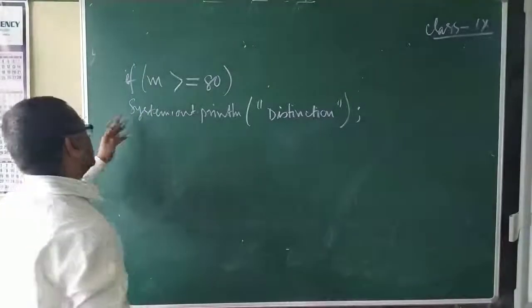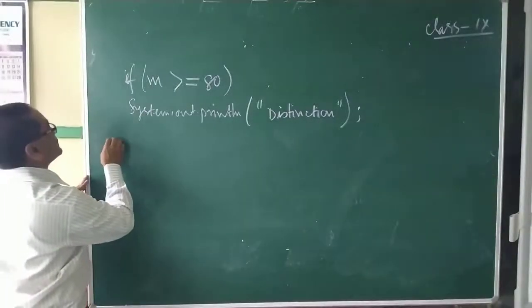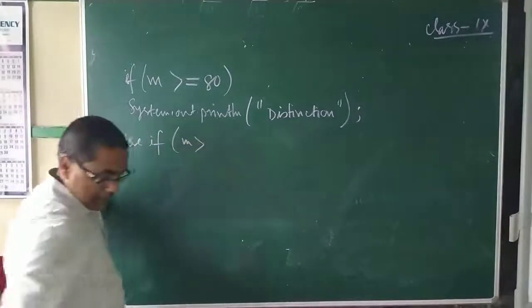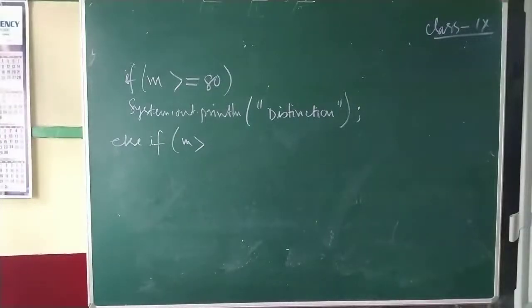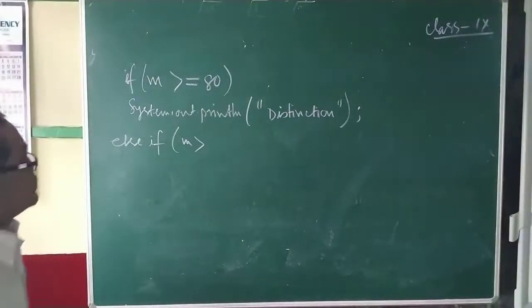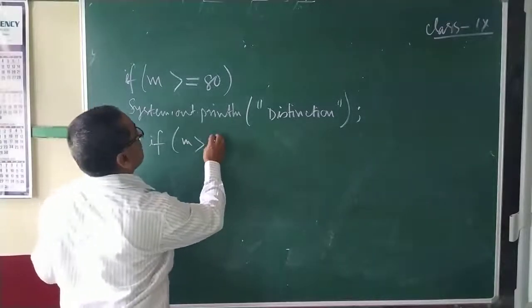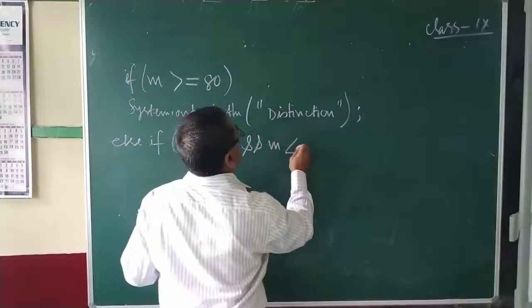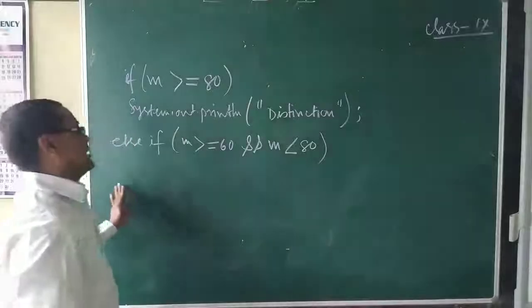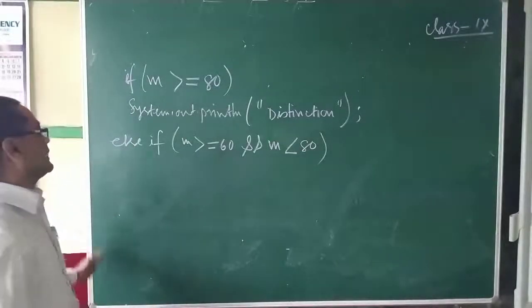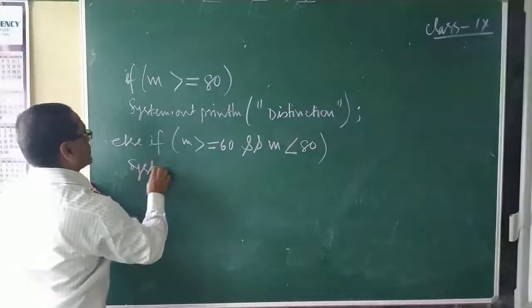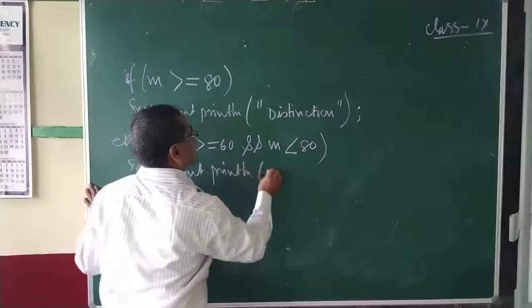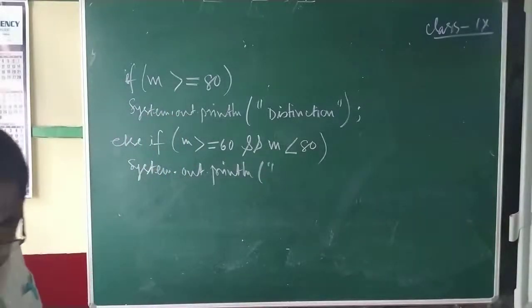Now again you can write if, otherwise you can write else if. Else if m, now here the next division is 60% or more and less than 80%. So m greater than or equal to 60 and m less than 80. This is the second condition. If greater than or equal to 60 and less than 80, then System.out.println. Now it will not be distinction, now it is first division.